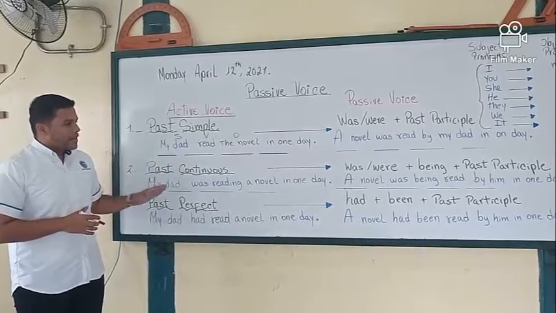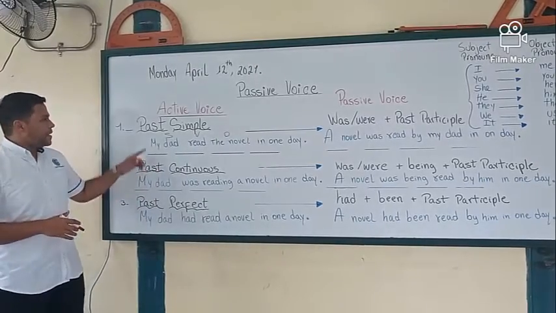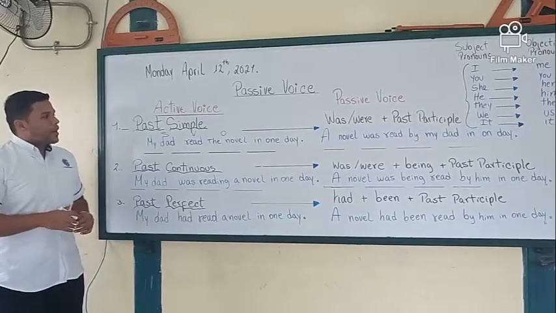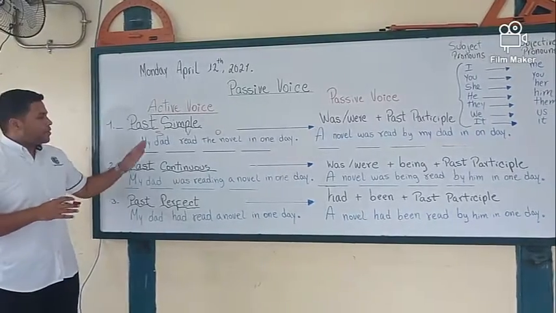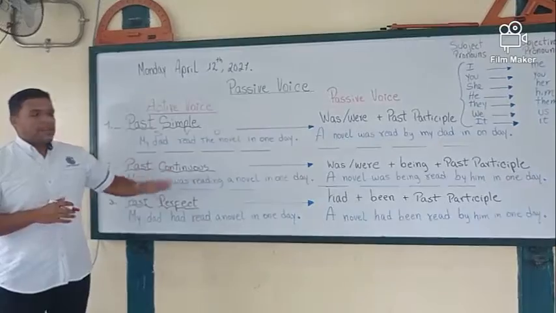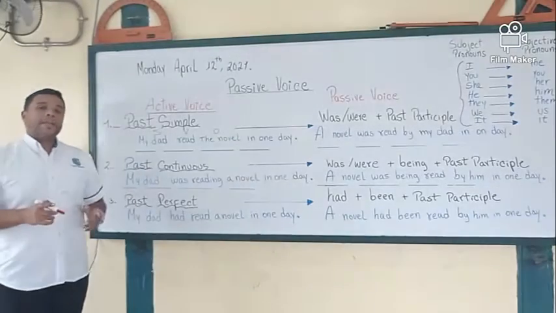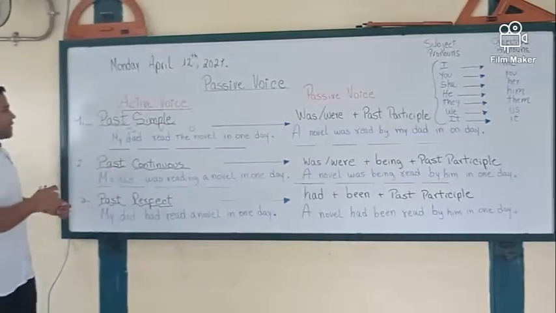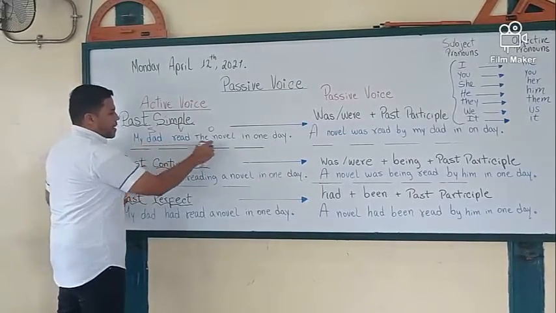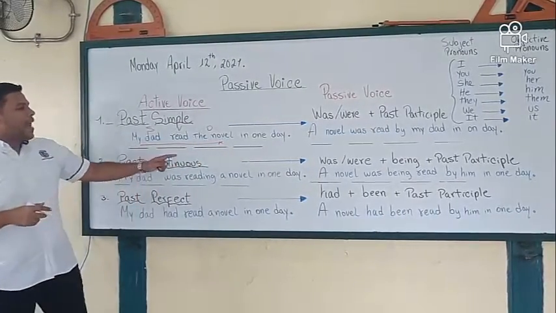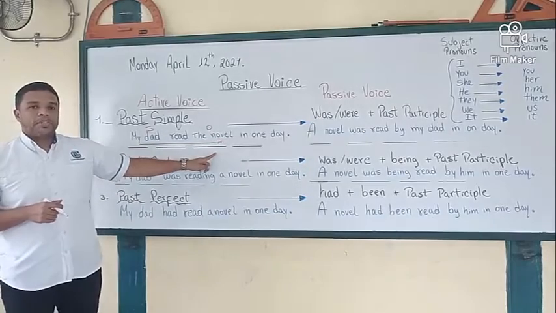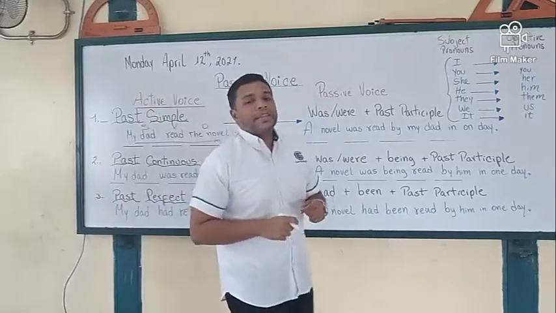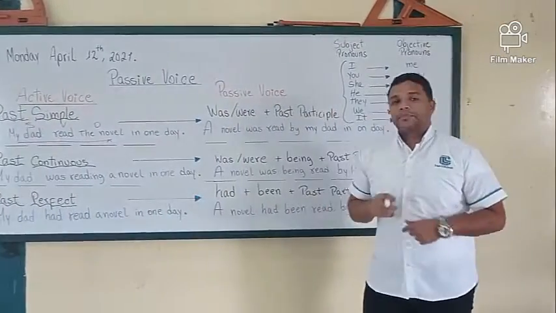My dad read the novel in one day. This is a past simple sentence. Okay? For this matter, the right order would be subject, verb, and the object. But in passive voice, it's kind of different because in the active, we have the subject doing the action to the object. But in passive voice, we're going to reverse that order or that process.